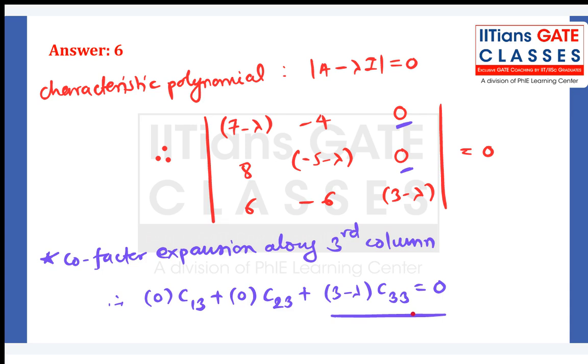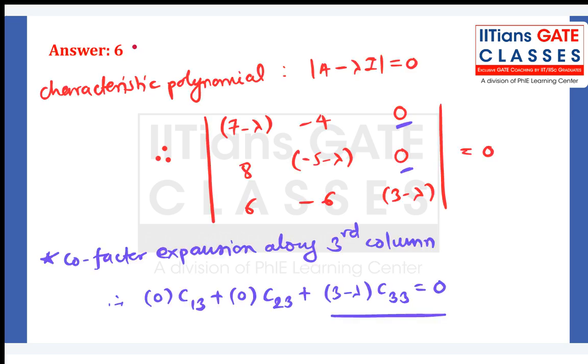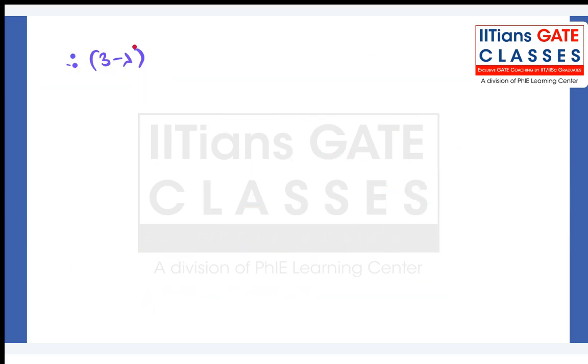So let's solve the rest of the part. This is 3 minus lambda, and the cofactor for a particular element of a matrix is given by a standard formula. I'll just write it here. Cij is minus 1 power i plus j into Mij, where Mij is the minor corresponding to that ijth element.